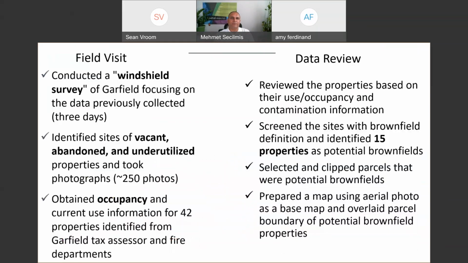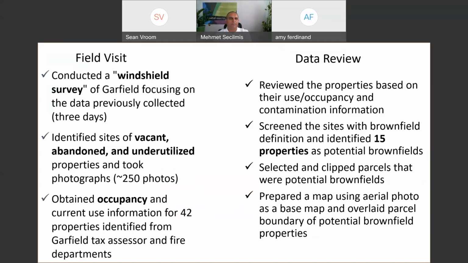The other step we did was a field visit. We did a windshield survey, just drive, pass by, take photos, and collect data over 3 days, and identified those abandoned and underutilized properties, taking 250 photographs. After that, we went to city hall and obtained occupancy and current use information for those properties. From the sites we visited, we looked at 42 properties and reviewed them with the Garfield assessor and fire departments.